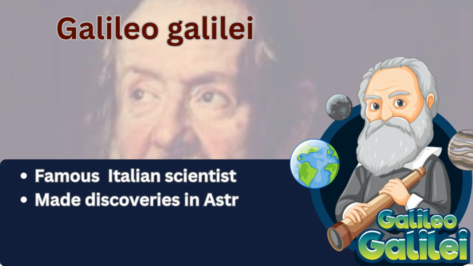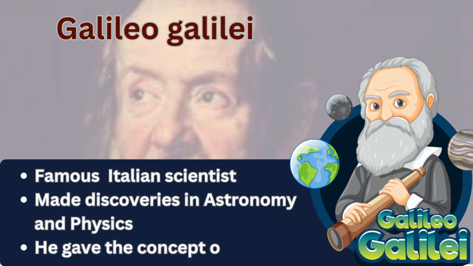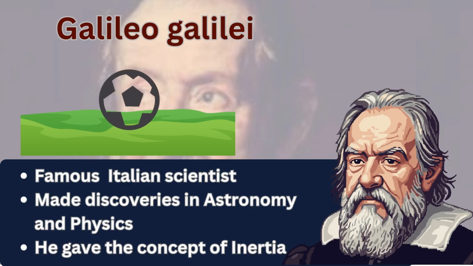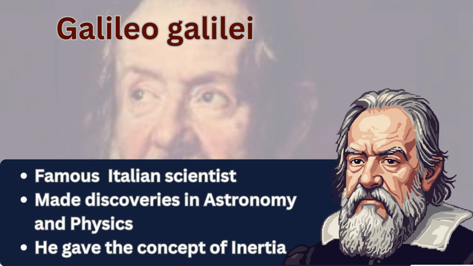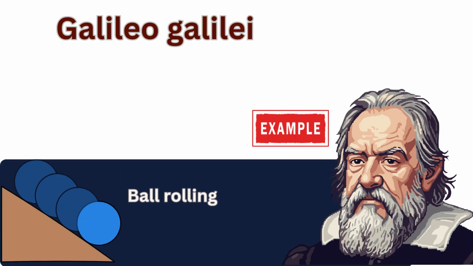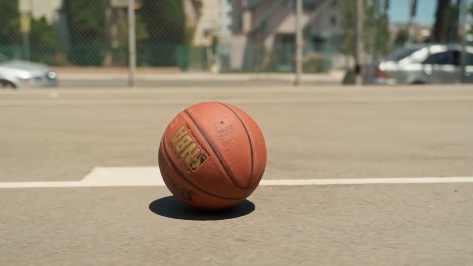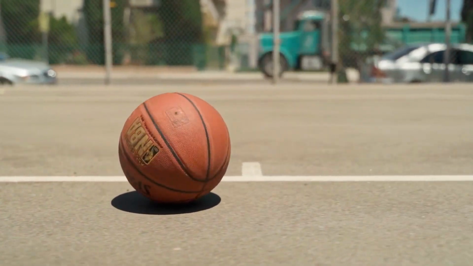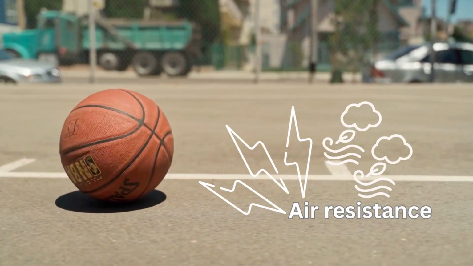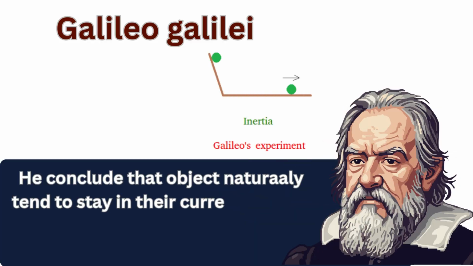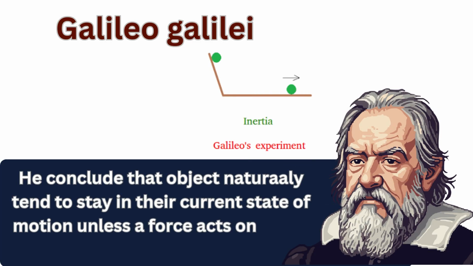Regarding forces, Galileo played a crucial role in formulating the concept of inertia, which basically states that an object will continue to move with constant velocity unless a force acts on it. This was a big shift from previous thinking. A simple example is a ball rolling on a smooth surface. Galileo realized that the ball would keep rolling forever if there was no friction or air resistance. He concluded that an object naturally tends to stay in its current state of motion unless a force acts on it.